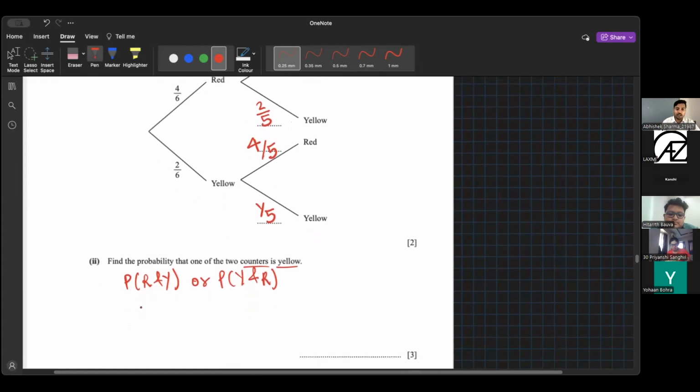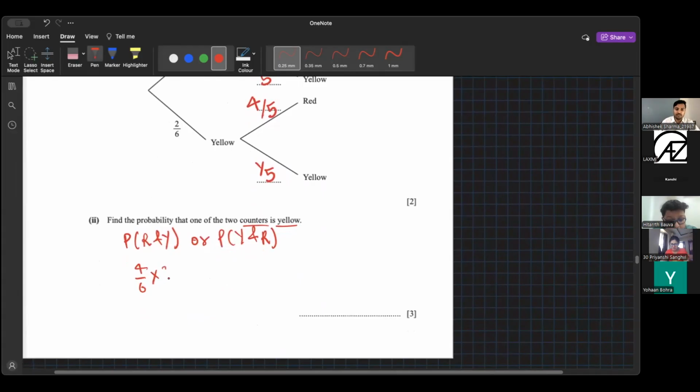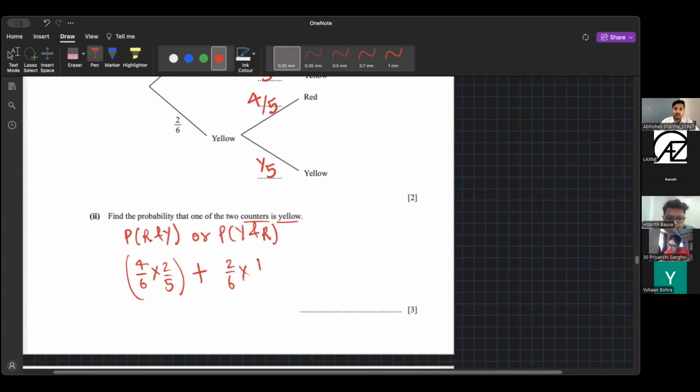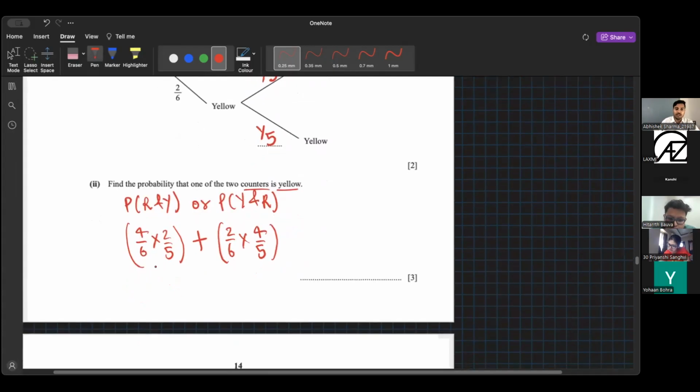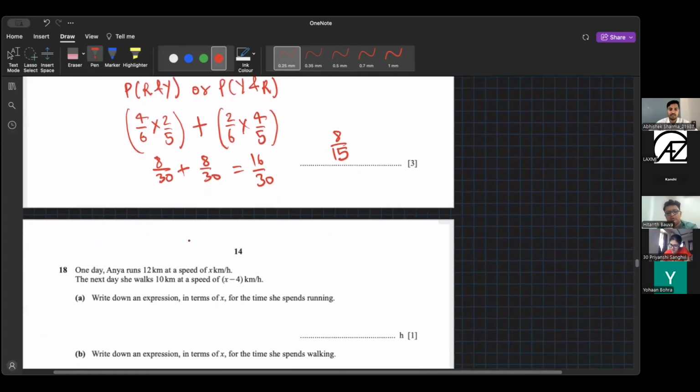So for the first one, red is 4 by 6. Yellow is 2 by 5. Or means addition. Yellow is 2 by 6 and red is 4 by 5. So the answer is 8 by 30 plus again 8 by 30. That is going to be 16 by 30, and you can also write down the simplified form, that is 8 by 15. Okay. So that's the answer.